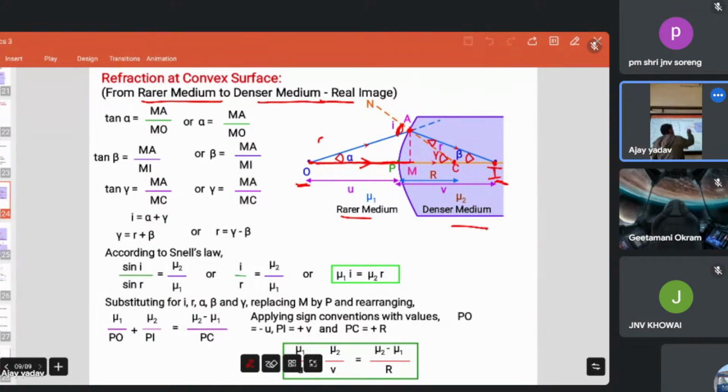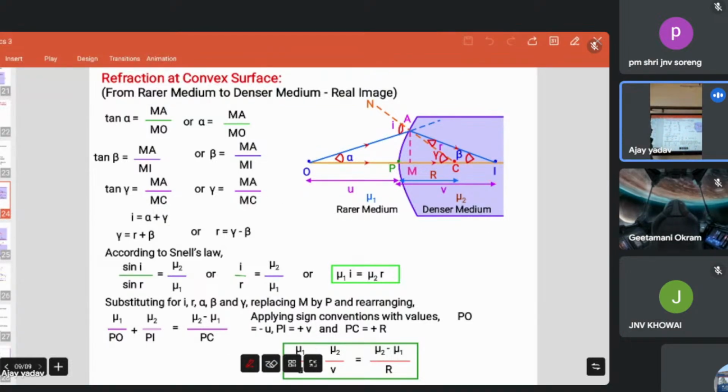Now you have to remember that this applies whether it is a convex or concave spherical surface, real image or virtual image. The angle the object forms with the principal axis we denote by alpha. The angle the image forms with the principal axis we denote by beta. The normal forms an angle at the principal axis that we denote by gamma. This is the normal and this is the refracted ray, so the angle between the normal and the refracted ray is R, the angle of refraction.